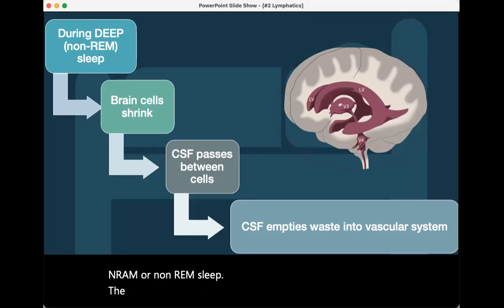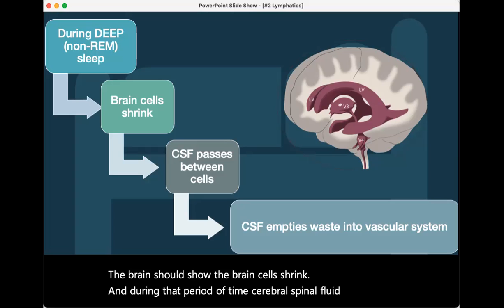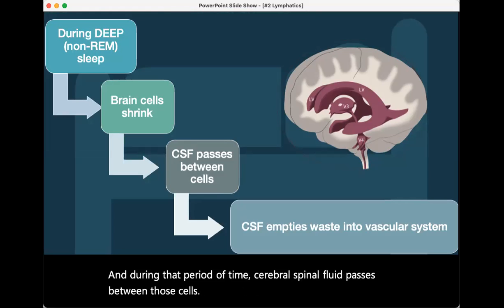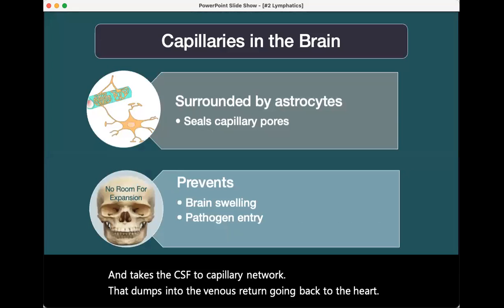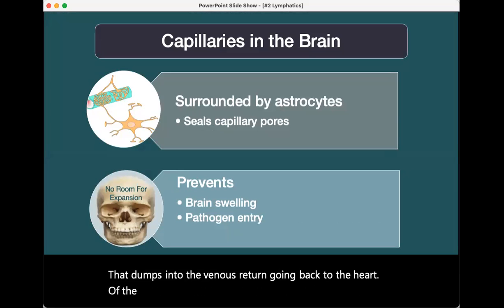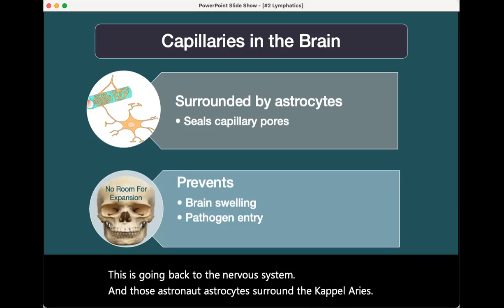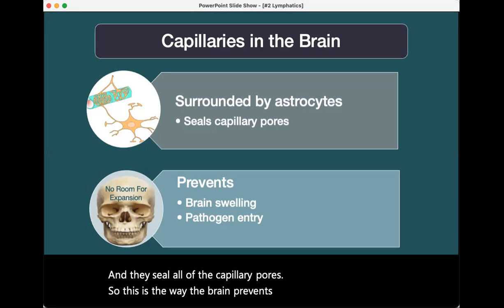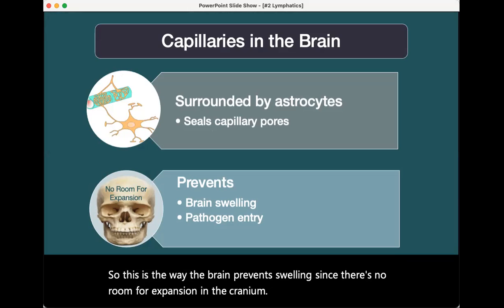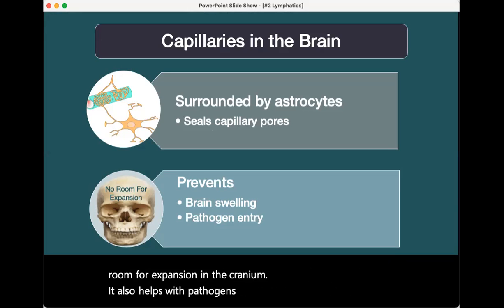The brain cells shrink. And during that period of time, cerebral spinal fluid passes between those cells and takes the CSF to a capillary network that dumps into the venous return going back to the heart. So the capillaries in the brain are surrounded by astrocytes. This is going back to the nervous system. And those astrocytes surround the capillaries and they seal all of the capillary pores. So this is the way the brain prevents swelling, since there's no room for expansion in the cranium. It also helps with pathogens from entering into the brain.